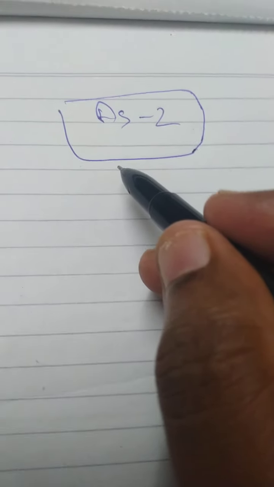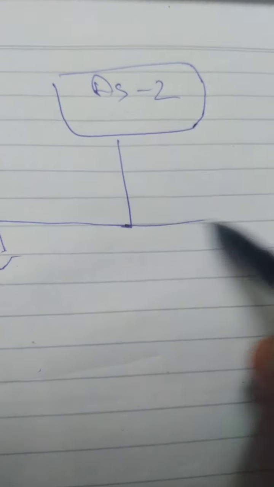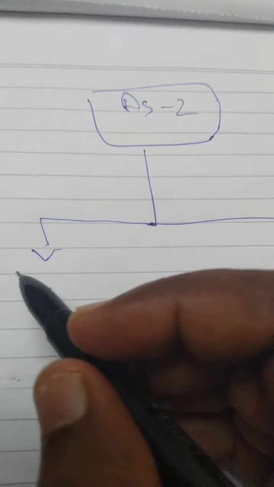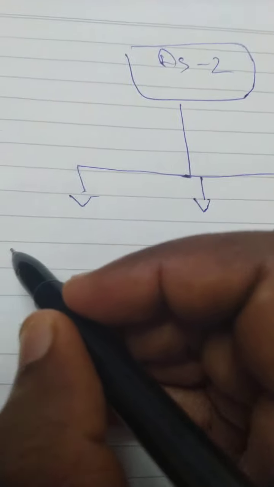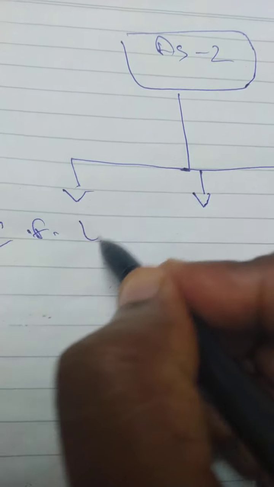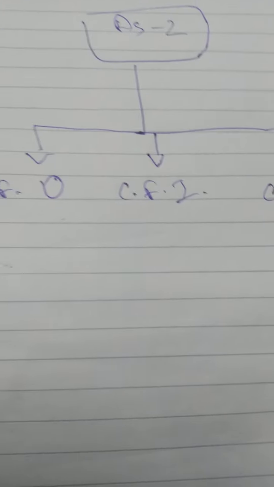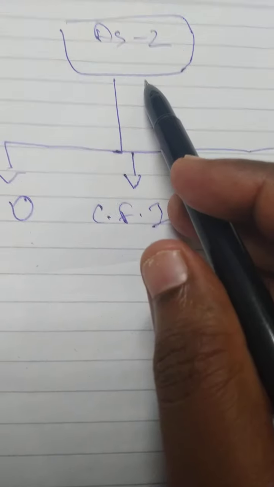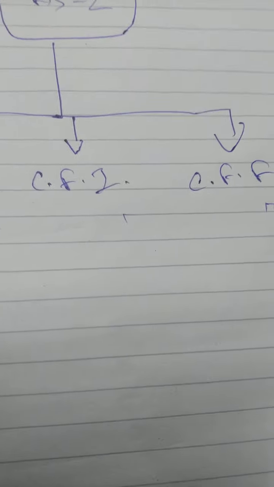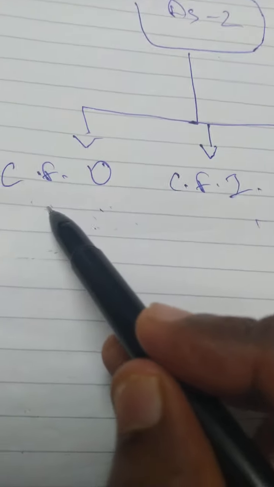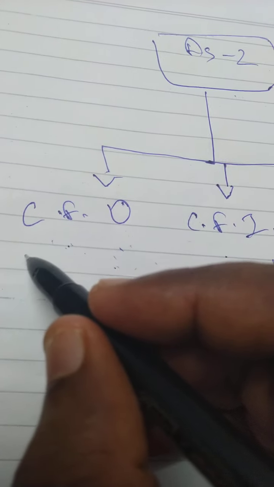So as per AS2, they classified the cash flow into 3 categories. One is cash flow from operations, another one is cash flow from investment, another one is cash flow from financing activity. We have to present the cash flow statement under these 3 categories. Okay, so cash flow from operation.